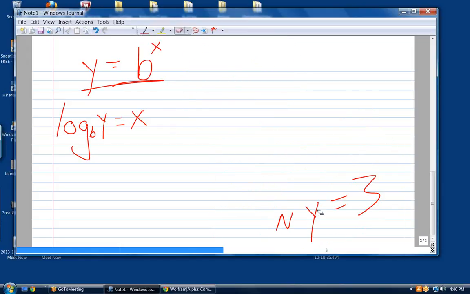Alright, this says find the solution of the equation. Okay. 2 to the power of x minus 1 equals 10.